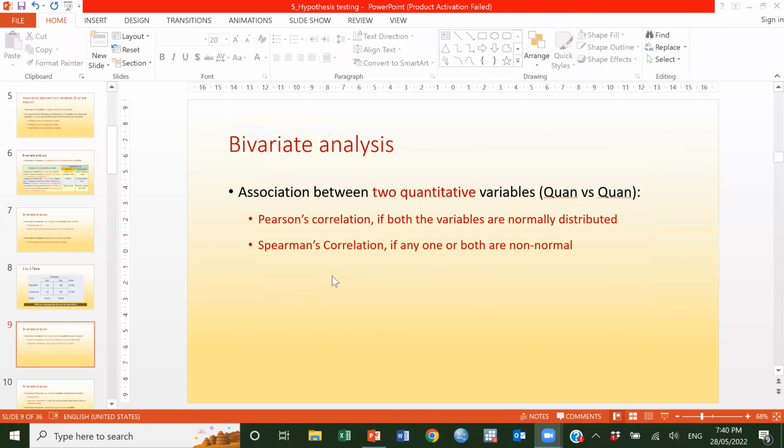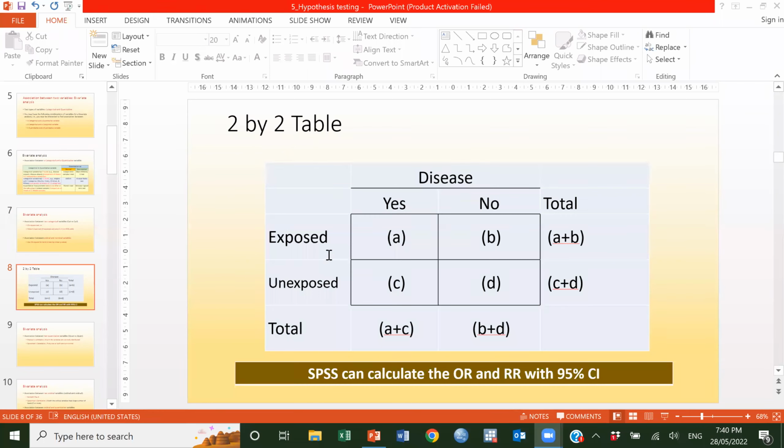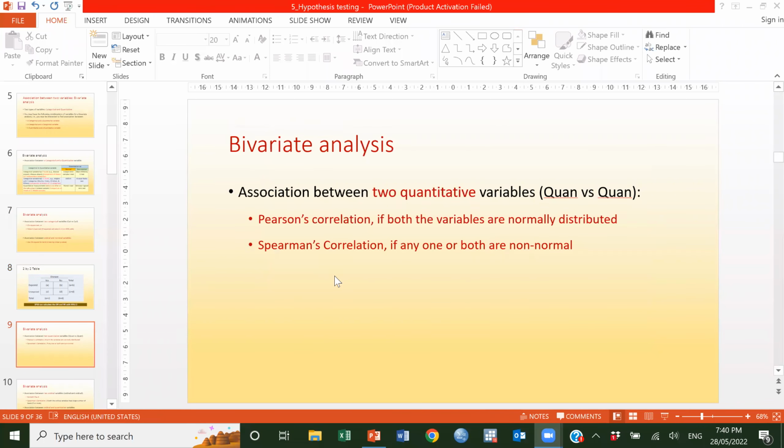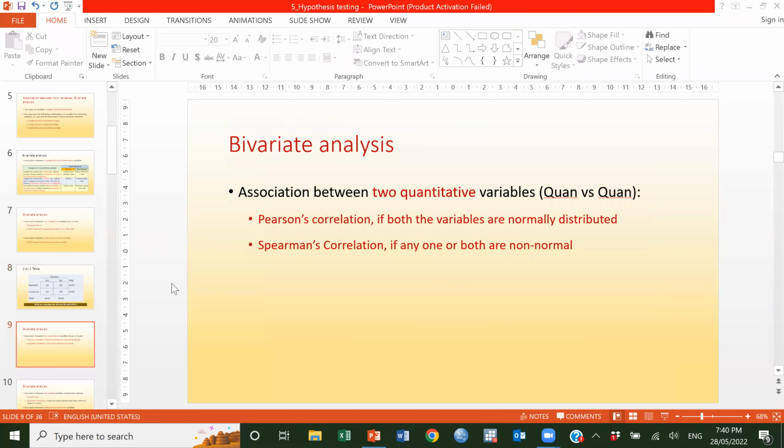Fine. And we said that while determining the association between two categorical variables, sometimes we also calculate the odds ratio and relative risk. We have also discussed in the last class how to calculate the odds ratio and relative risk, including their interpretations.